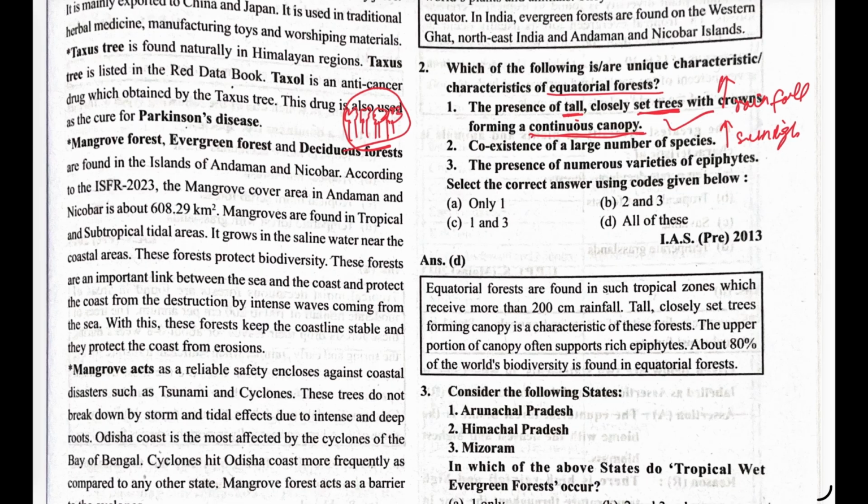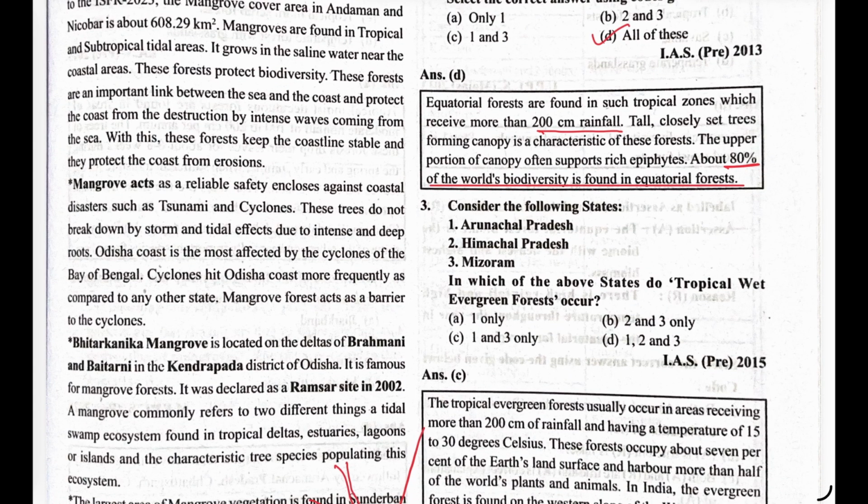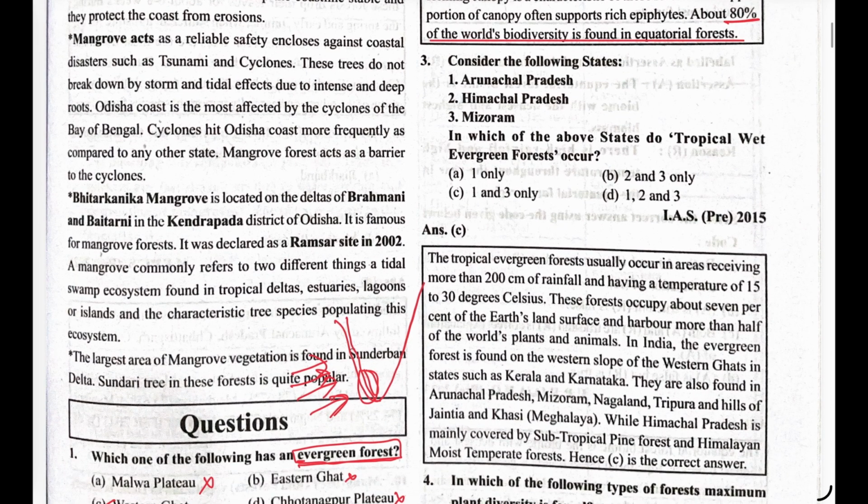This is the correct coexistence of a large number of species. Yes, because a high number of plant diversity is found in the equatorial forest, and the presence of numerous varieties of epiphytes. Yes. So this is the correct answer, and you can also see that rainfall is more than 200 and more than 80% of the world's biodiversity in terms of plants is found in equatorial forest. And if we talk about marine diversity, it is always the Great Barrier Reef, where blue-green algae are found.